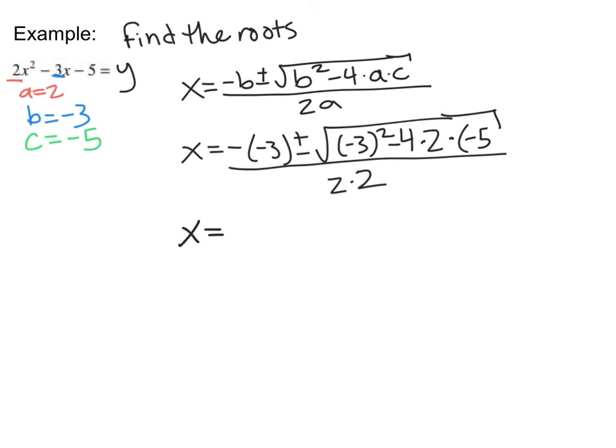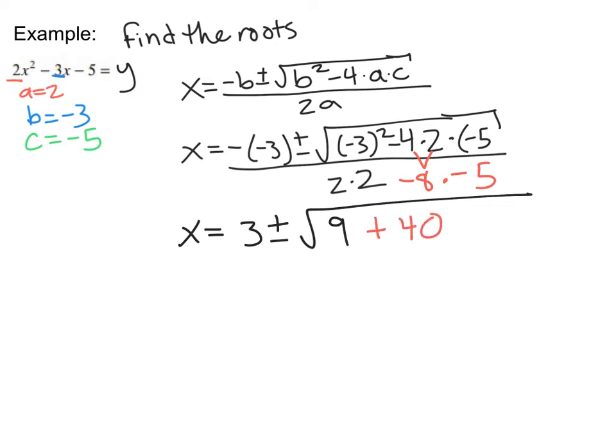So we do x equals -3 is just 3. That's the opposite of -3. Plus or minus the square root of -3 squared is 9. And then minus 4 times 2. That gives me, I'm going to switch colors here. The 4 times 2 would give me 8. And then the 8 times -5. That looks like it's a positive 40. I did all 3 multiplication steps at once, although you could have broken it up into 2. All that is over 4, because 2 times 2 is 4.